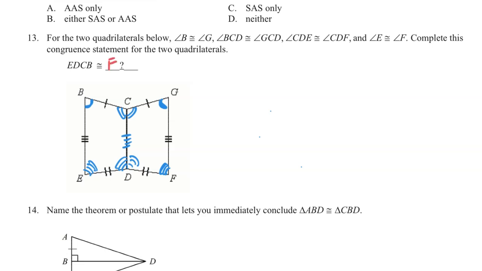I know D corresponds with D. I know that C corresponds with C. And I know that B corresponds with G. So I know that these two shapes are congruent because corresponding angles are congruent and corresponding sides are congruent.